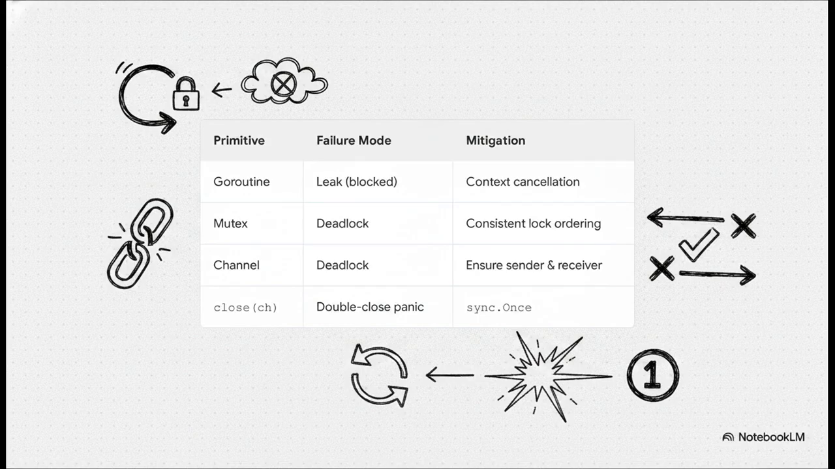A Go routine can leak if it's stuck waiting on a channel forever. You fix that with context cancellation. Mutexes can deadlock if you lock them in the wrong order. This kind of proactive thinking, knowing the failure modes and their mitigations, is what separates good engineers from great ones.